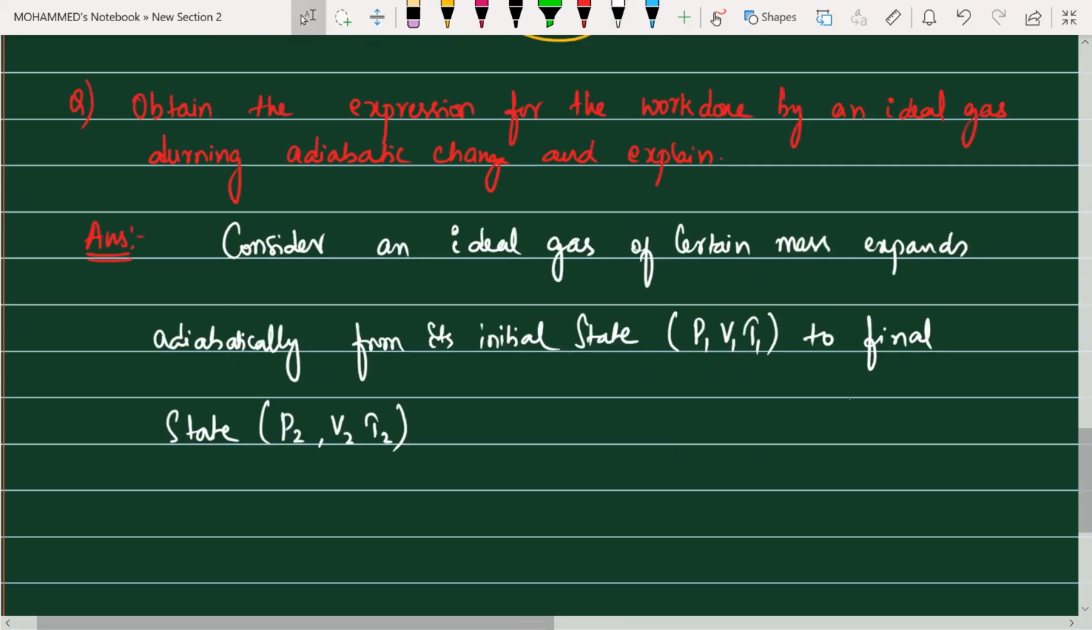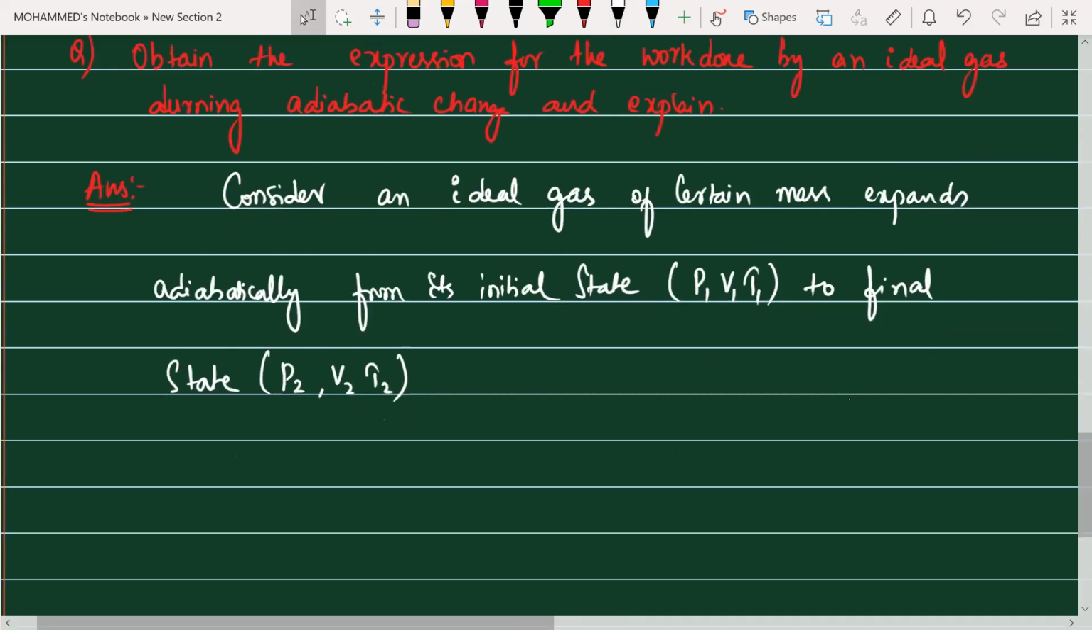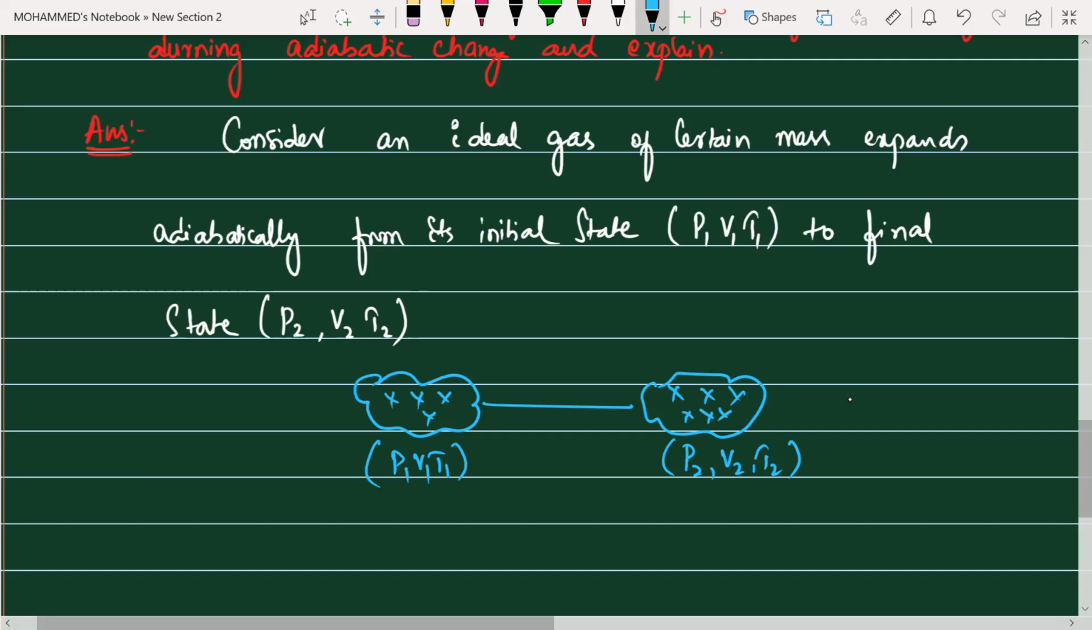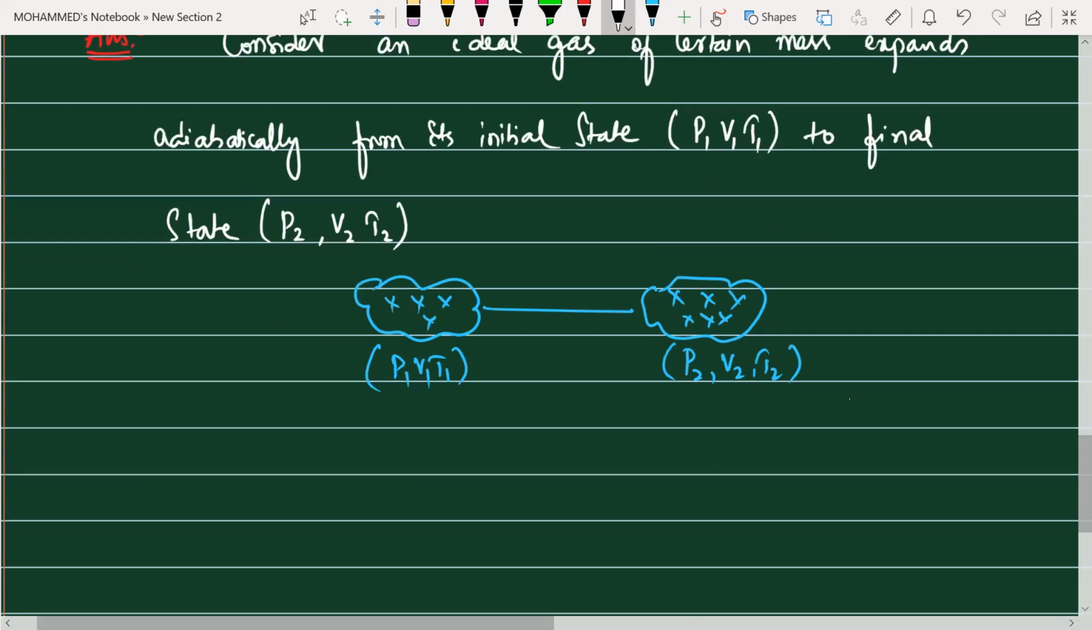So initially the ideal gas is at what pressure, beta? P1, volume is V1 and temperature is T1. And it is going to the final state of what? P2, V2 and T2. So this is the ideal gas, an amount of gas going from the initial state to the final state. The initial state is P1, V1, T1 and the final state is P2, V2 and T2.